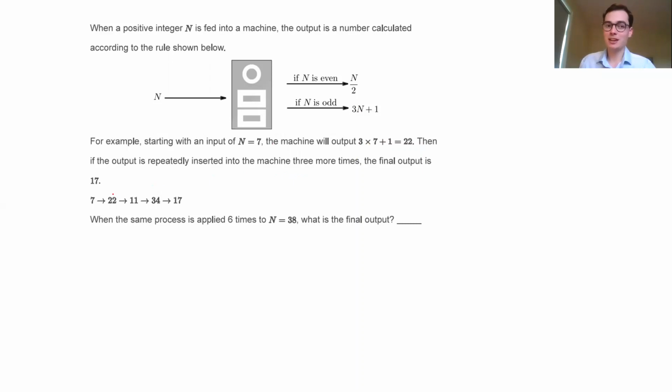The reason for that: if we start with 22, we put it into the machine the first time. 22 is even, so I'm going to halve it, n over 2. 22 divided by 2 is 11.